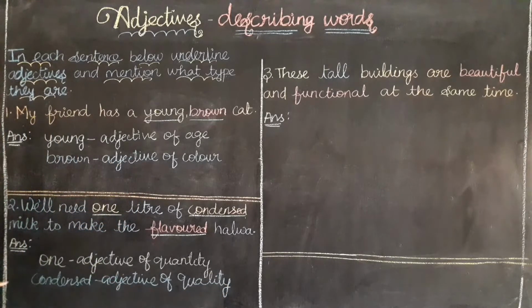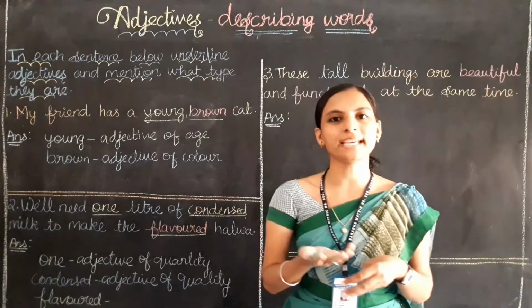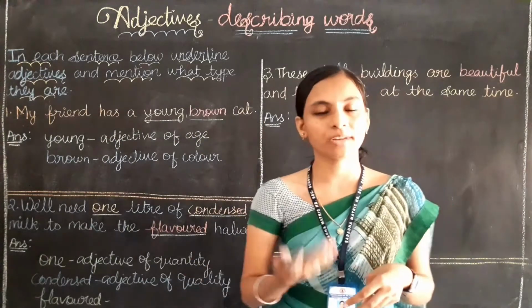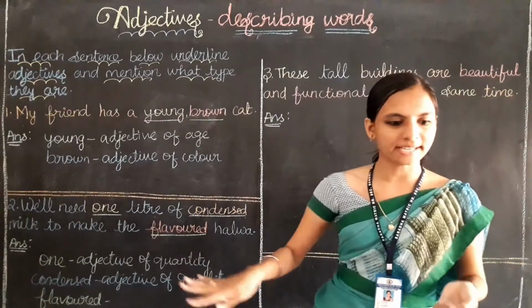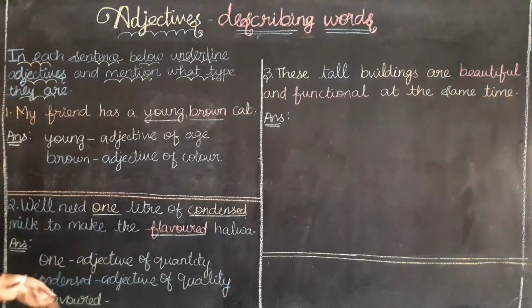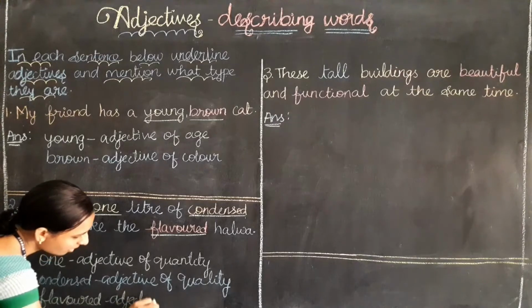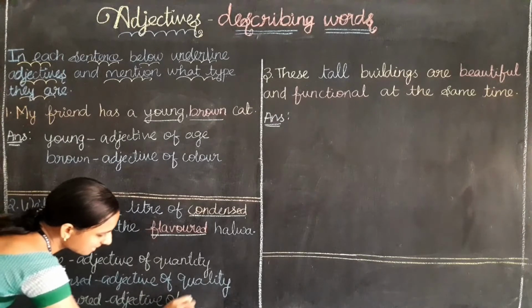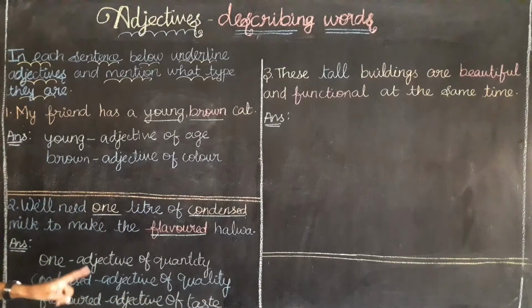Okay. Next word, flavored. Already I said flavored means what, children? Flavored means it also talks about the taste of the halwa only, right? Or else we can say quality also. Okay, so I am going to write the answer. For flavored, it talks about the taste. So the answer will be adjective of taste. Adjective of taste is the correct answer.